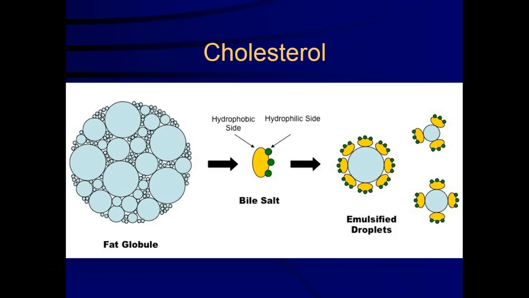Just to show you how important the bile is, if you didn't have bile, your stools would be gray in color, and they would have large fatty streaks in them. You think, okay, I understand the fatty streaks because of the emulsification. But why would they be gray? Why wouldn't they be normally brown?